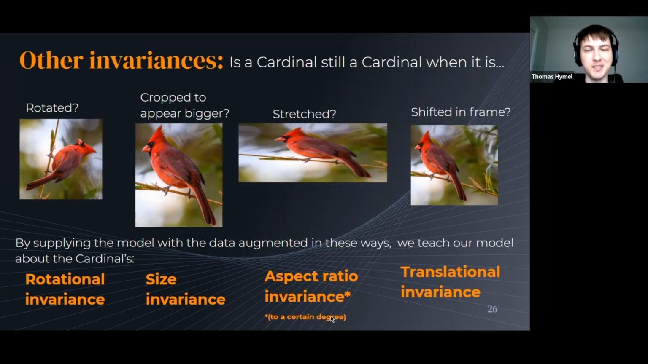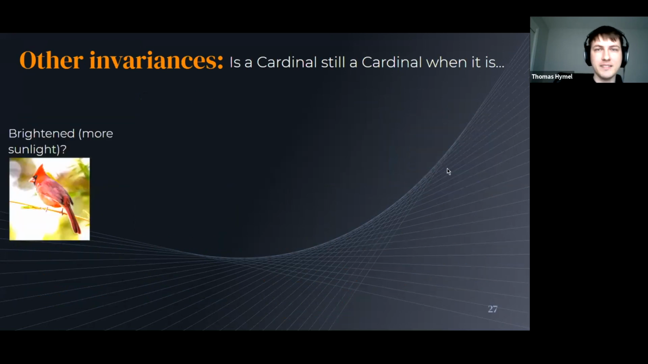There's an asterisk here because to a certain degree, if you stretch the cardinal too much, it wouldn't even look like a bird anymore, right? It would just be a couple pixels wide or something. As well as shifted in frame, translational invariance. Okay, so what about some more difficult ones?